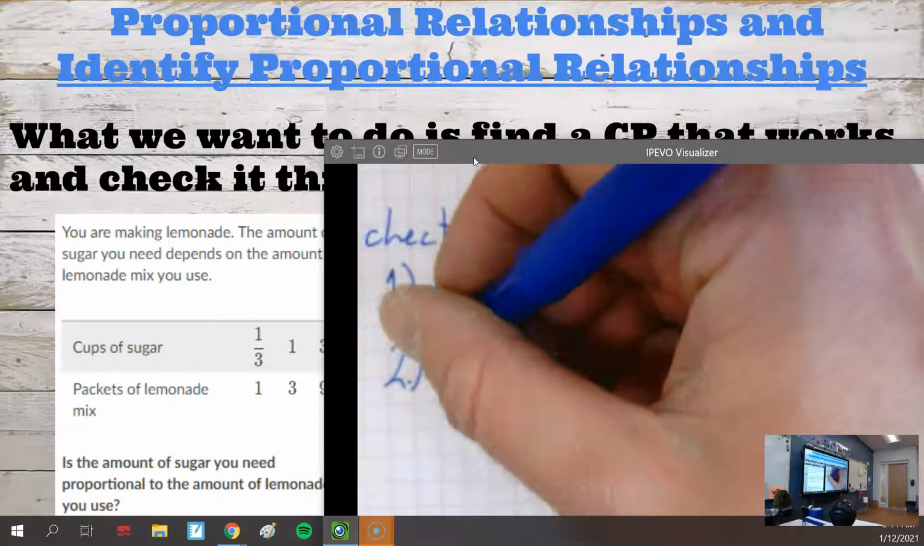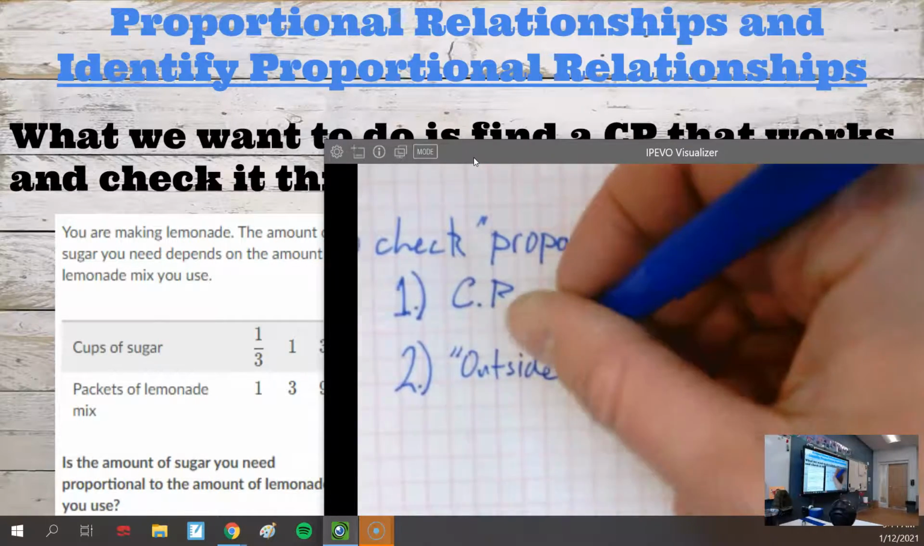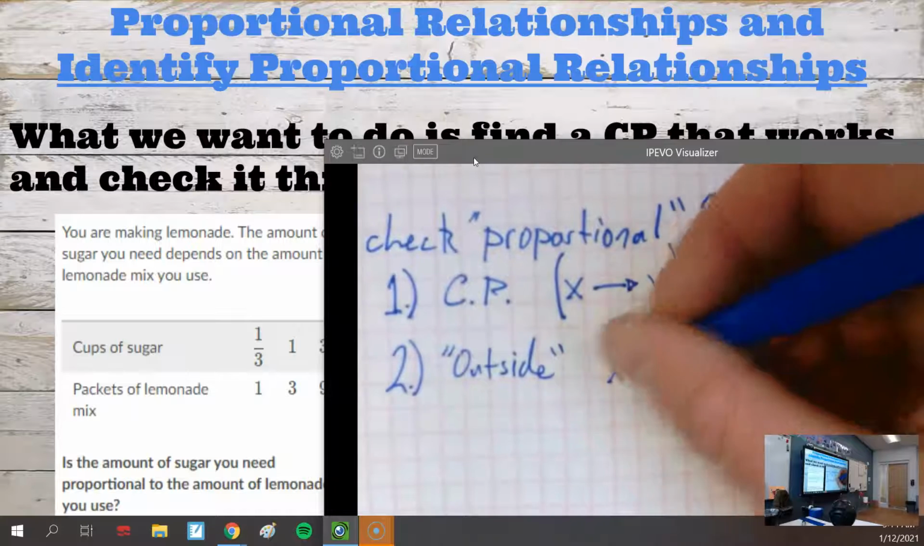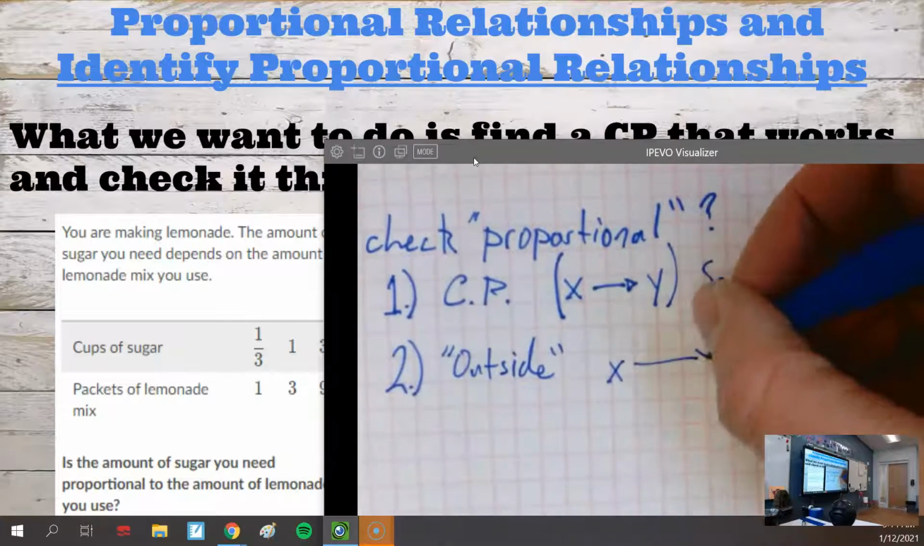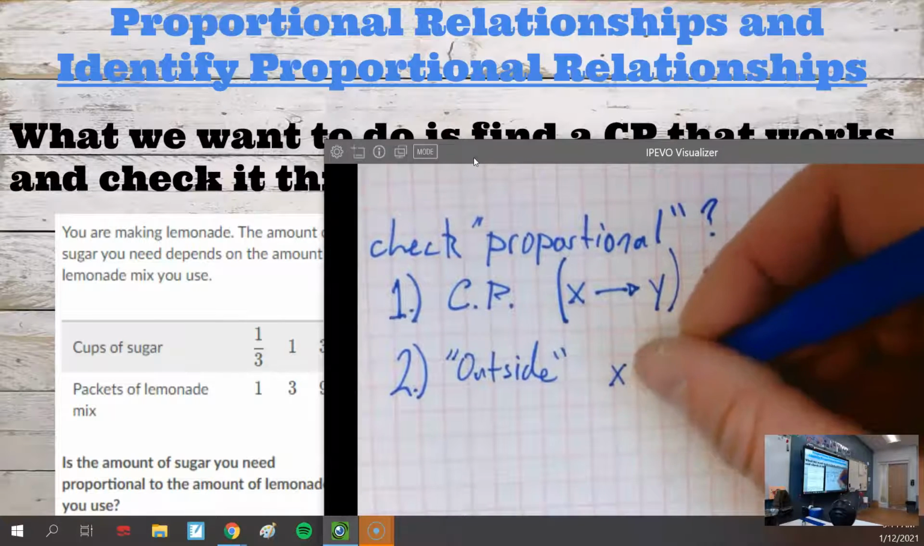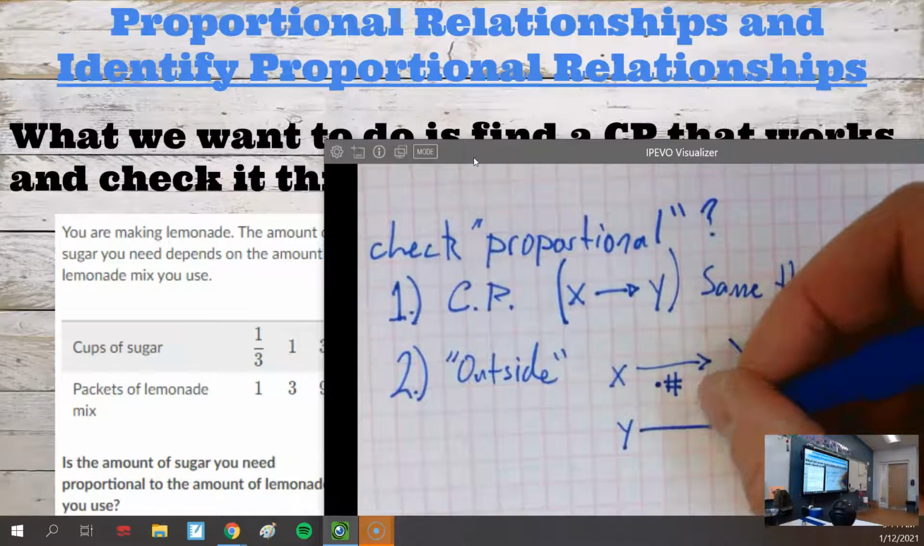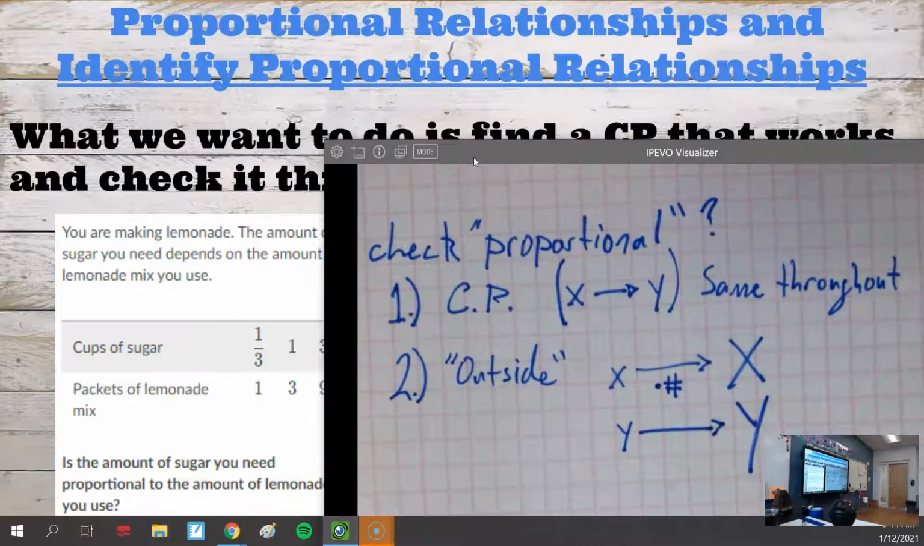And on the outside, this will make sense in a minute after we look at it. On the outside, if I go from a little x to a bigger X, that same number that we multiply should be true for little y to big Y.